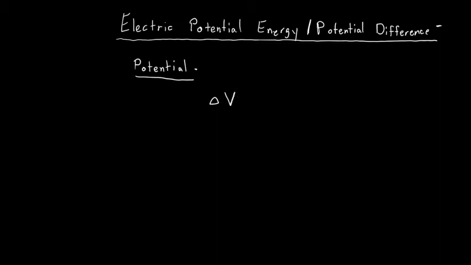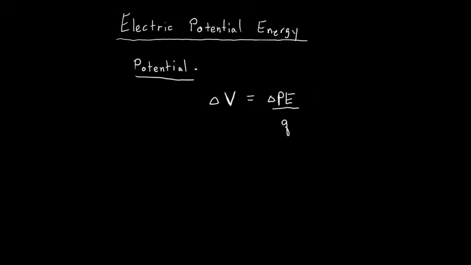Change in V is equal to the change in electrical potential energy, all divided by charge. So electric potential is the energy you get out per unit charge.